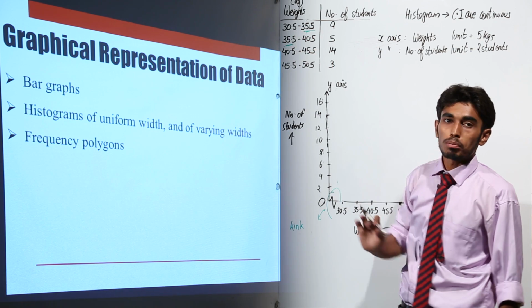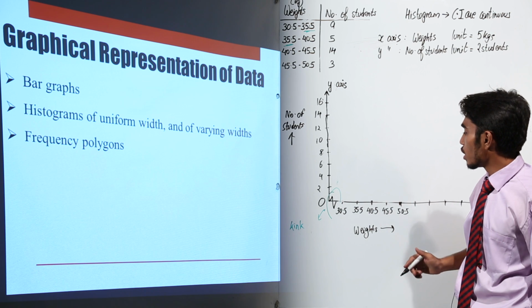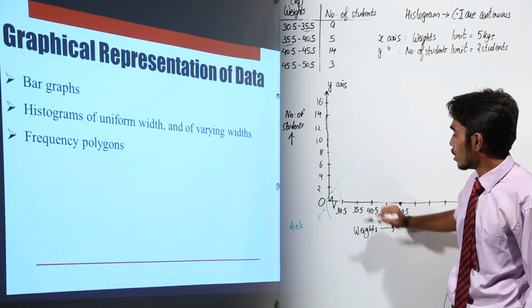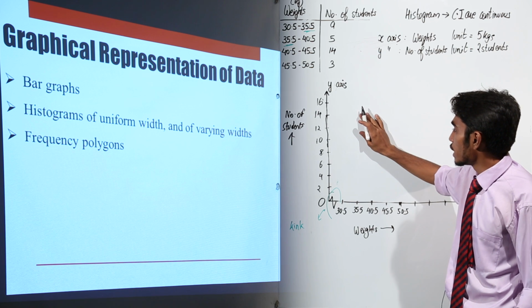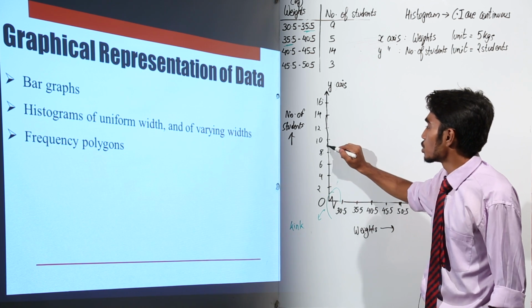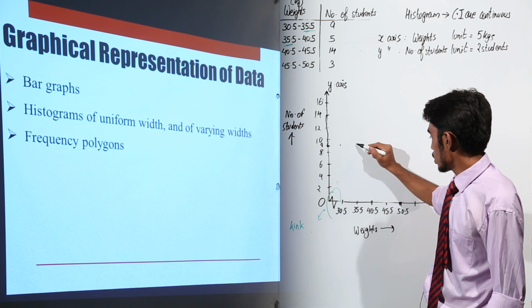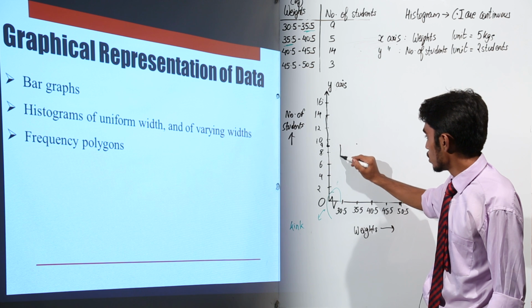30.5 to 35.5, we have 9 students falling in this category. So we'll be making a rectangle, right? 9 students. So where does 9 lie? It lies somewhere in between 10 and 8. So let's say this point corresponds to 9, right? So 9, I'll be making a rectangle.